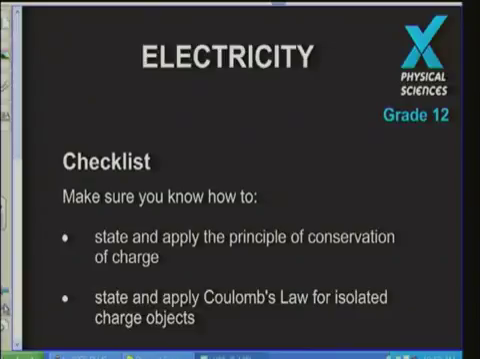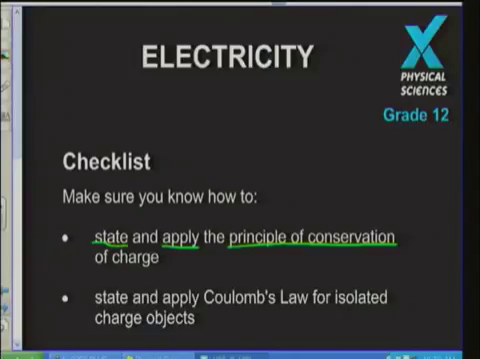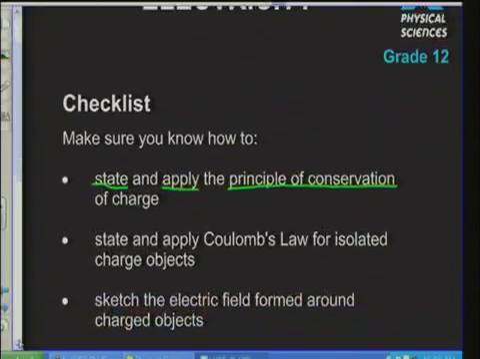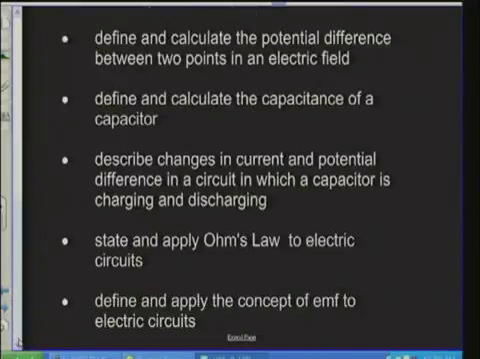Now, here you need to know that there is the principle of conservation of charge. You should be able to state it, you should be able to apply it. Here we're talking about when things collide, carrying so much charge, that much charge. The system of charge in a closed system can never change. It remains constant. It can't be more, it can't be less. All right. So the next thing that I want to make you aware of is the following.